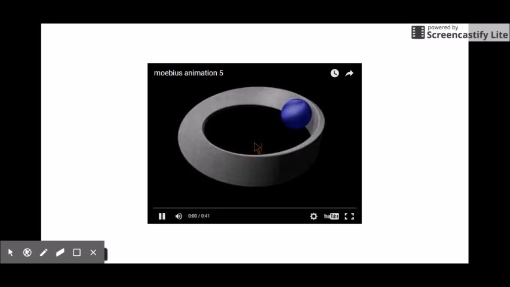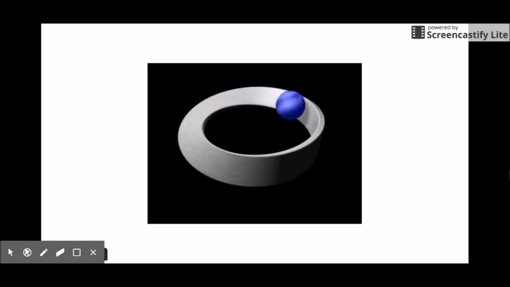So that's shown in this animation. You can see that the ball keeps going. I think it's a beautiful manifestation of infinity.